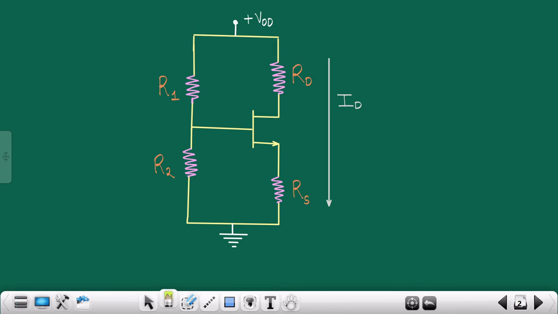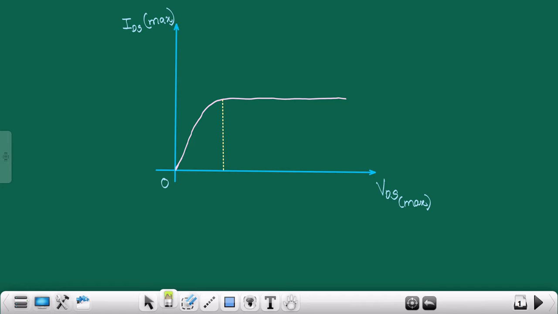So hello everyone, in this video we are going to see the biasing of MOSFET. I hope now you all know what biasing is and why biasing of any transistor is required. Before coming to this particular part, I would like to tell you why biasing is needed.